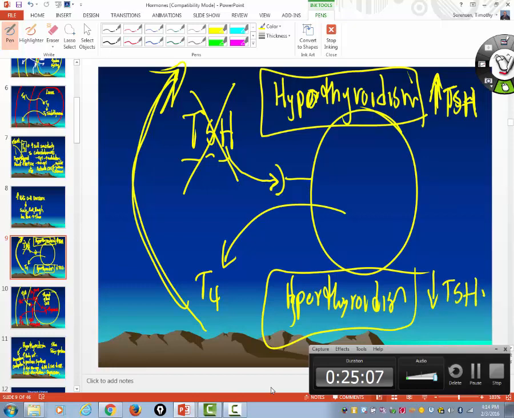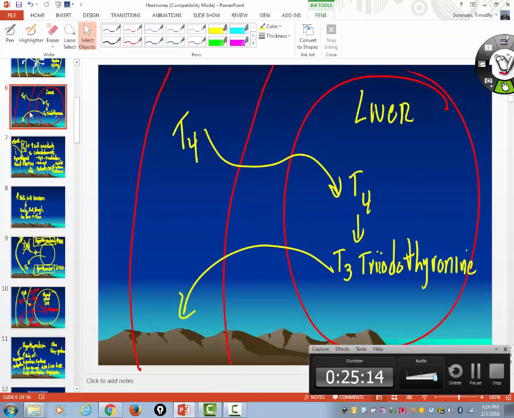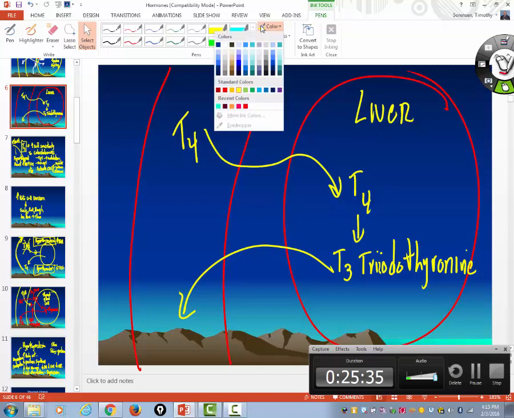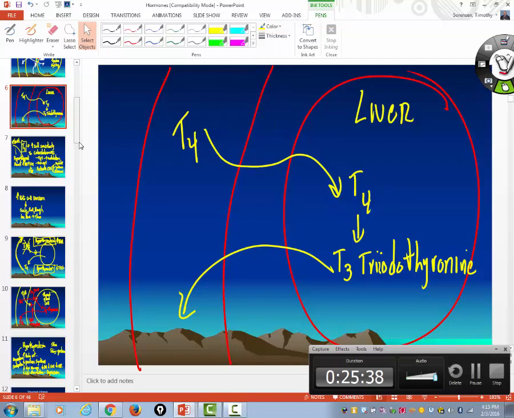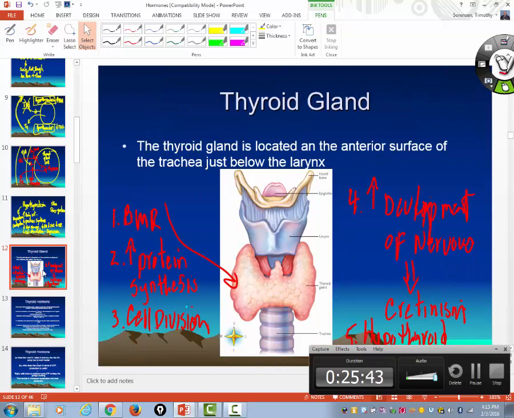Now, remember that T4 goes to the liver and is converted to T3. So remember, when an organ fails, all the functions of that organ fail. So one of the things that can happen in people who have liver failure is they can develop symptoms of hypothyroidism because you can't convert the T4 to T3.